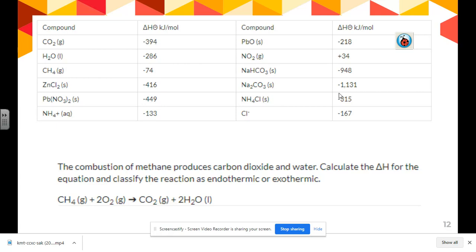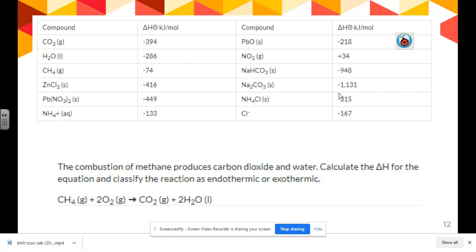So here's what I would like for you to do. Write down the equation. The CH4 plus 2O2 yields CO2 plus 2H2O. Then go up and find the CH4 in the chart. Can you find it? How much energy is produced from that molecule? And it says negative 74. So on my paper, and I'll show you this in a minute, I'm going to write down negative 74 right underneath the CH4.